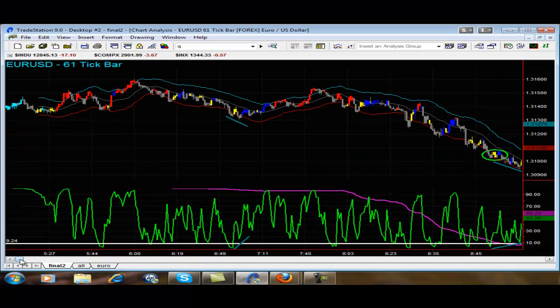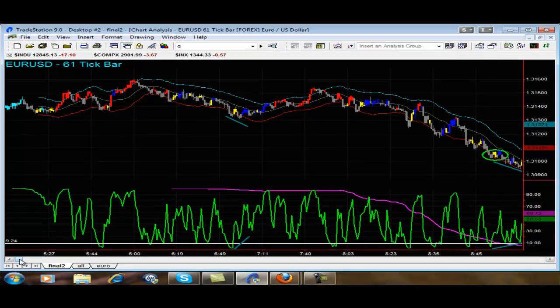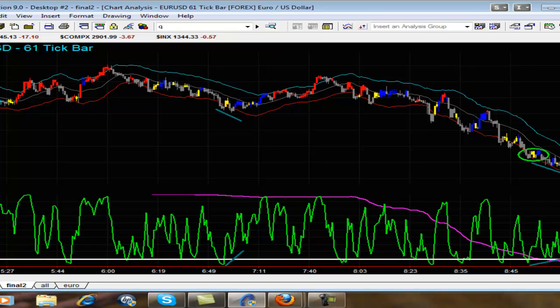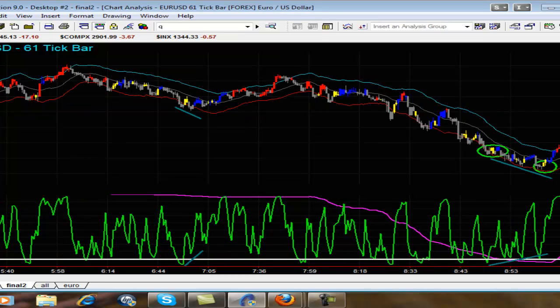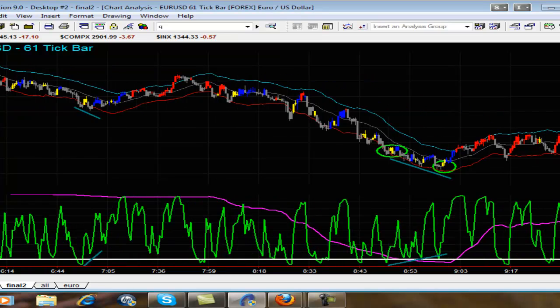As you know, if you trade the Euro, it always seems to find a way to keep sneaking down to lower lows or higher highs, so keep that in mind. Okay, so let's look at some of our trades here.